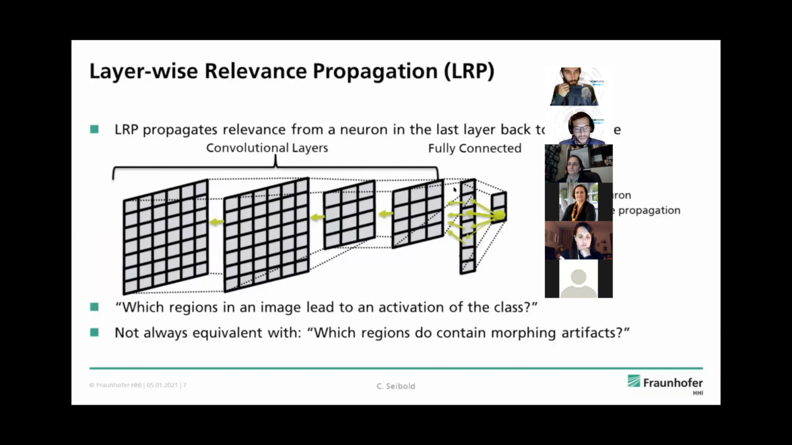A method to obtain the relevance for each pixel is LRP. LRP propagates relevance that is assigned to one neuron in the last fully connected layer that describes the class back to the image. The relevance is propagated layer-wise from the last layer to the input image using a set of rules. These rules are designed so that LRP shows which regions in an image lead to an activation of the class by assigning to these regions large relevance values. Thus, LRP answers the question, which regions in an image lead to an activation of the class. But in terms of morphing detection, this is not always equivalent to which regions do contain morphing artifacts, even if we start LRP from the neuron for the class morphing attack.